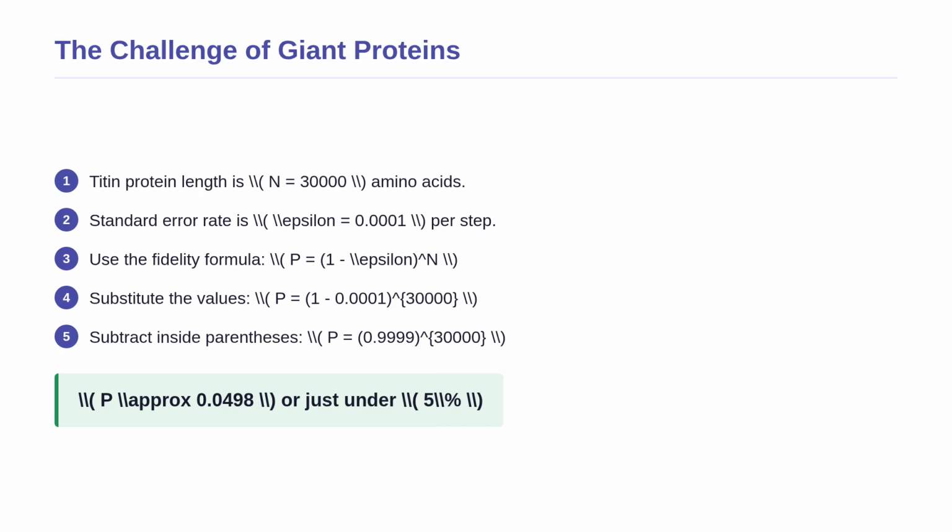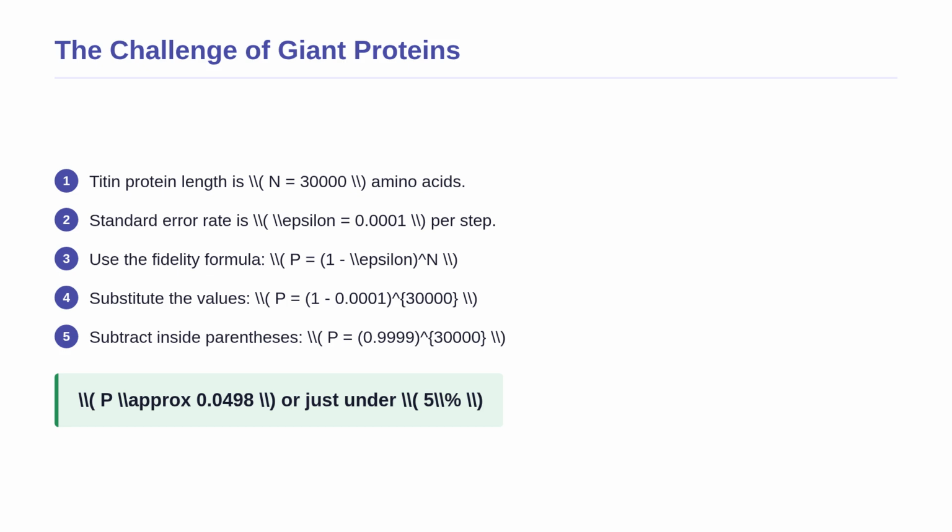Now that we have seen a standard enzyme, let us look at an extreme biological case. A muscle cell is translating titin, the largest known protein in the human body, with a staggering length of 30,000 amino acids. Assuming the same standard error rate of 0.0001 per step, what is the probability that a fully terminated titin molecule is completely error-free?